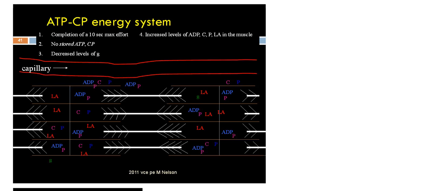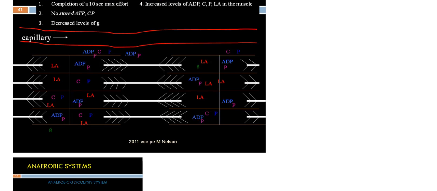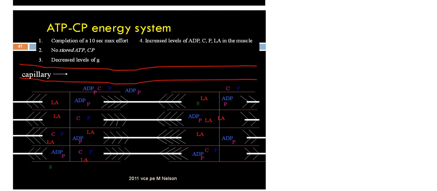At the end of the 10-second max effort, we should have no more stores of ATP nor creatine phosphate. So lots of adenosine diphosphate, lots of creatine, lots of inorganic phosphates. The anaerobic glycolysis system has again increased its rate, so there'll be more lactic acid, lactate and hydrogen ions. There'll be less glucose. And that's where we will leave the ATP PC energy system.